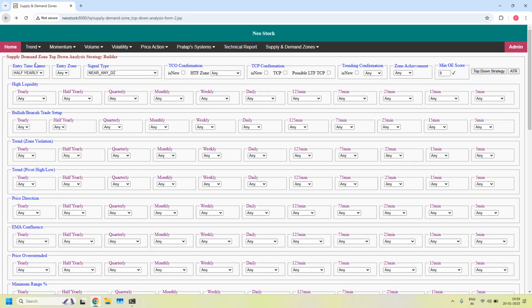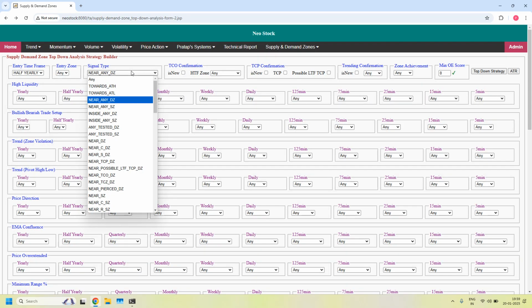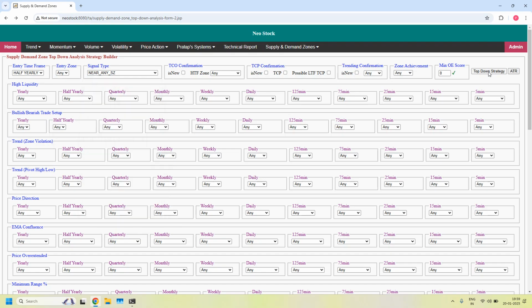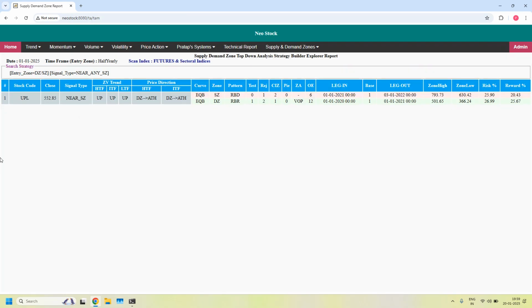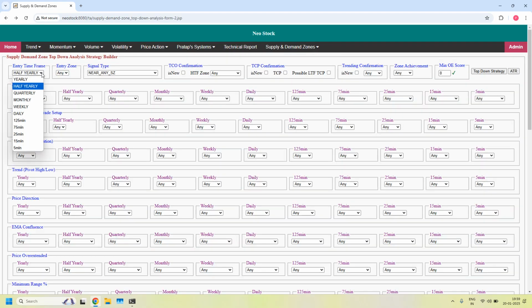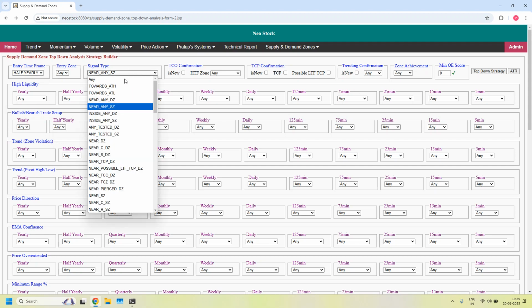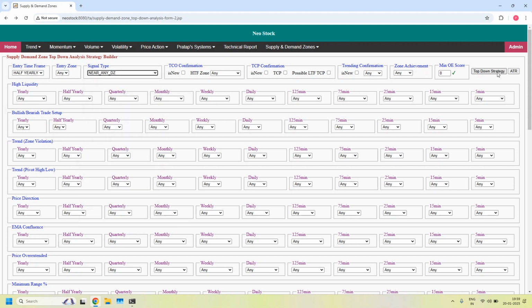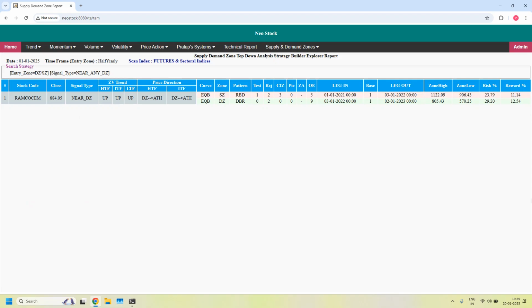Next, half yearly time frame. Stocks near half yearly supply zone. 1 stock is filtered. Next, half yearly time frame. Price closed inside the half yearly demand zone. We got 1 stock.